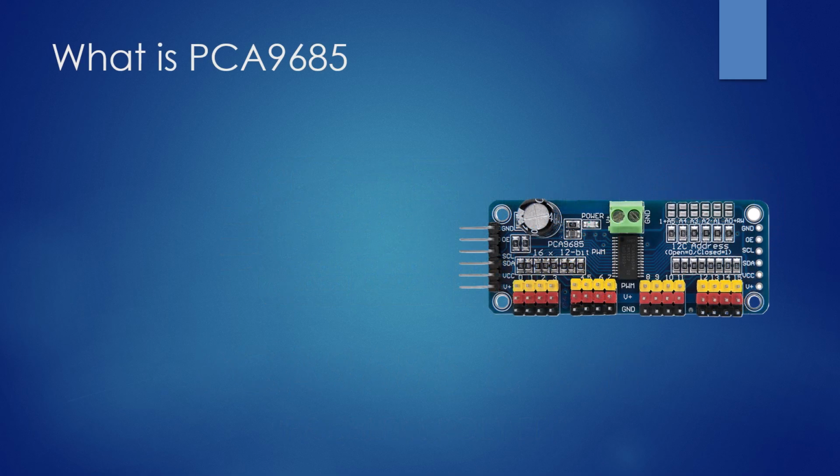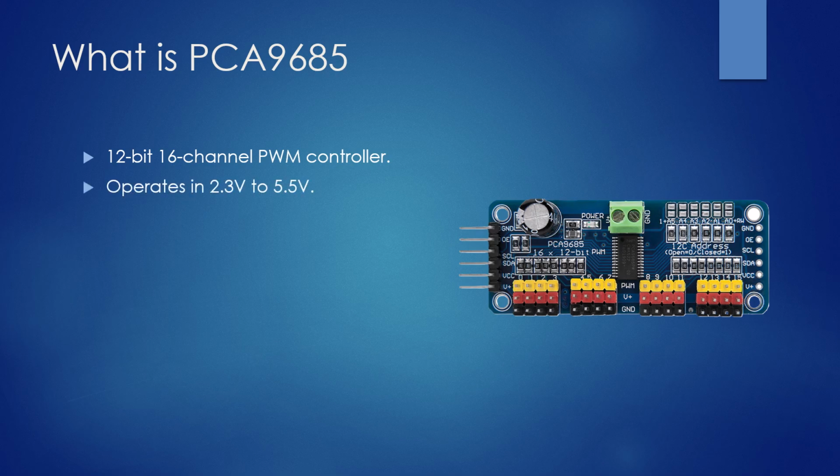But first, just a quick view over the PCA9685 specifications and functionality. It is a 12-bit 16-channel PWM pulse width modulation controller. It can operate in the range from 2.3 to 5.5 volt. It is using the I2C bus to connect to the microcontroller.